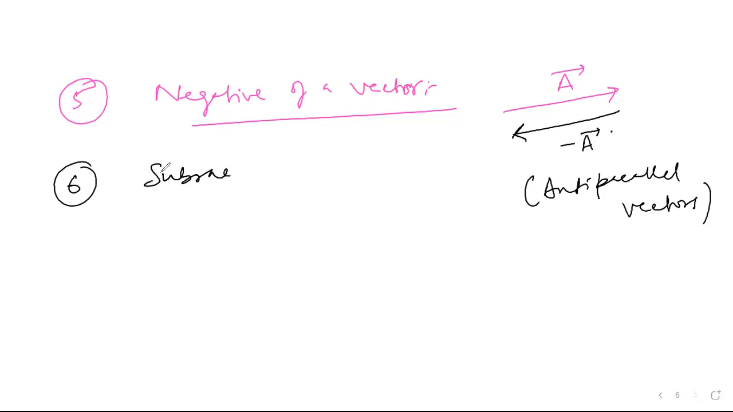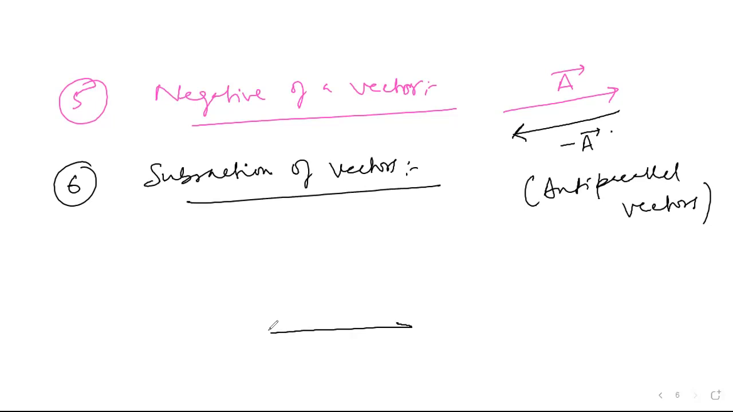Then there is another thing, subtraction of vectors. See, if this is my vector A, I want to find a vector which I obtain if I subtract another vector B from A. See what we do. In order to find A minus B, that means in order to find the vector which represents a vector obtained when B is subtracted from A, what we do, we add to A the negative of B. Because A minus B is A plus minus B.